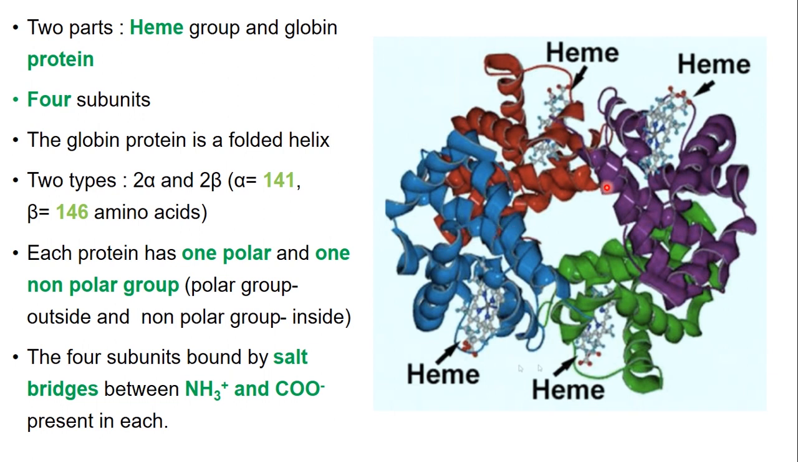Then how are these four subunits bound with each other? There are NH3 plus and COO minus groups present in the protein chain. If this blue one has the NH3 plus and this red one has the COO minus, then they both will bind. Similarly, there will be many bonds. This is like a salt bridge that binds all the four subunits.